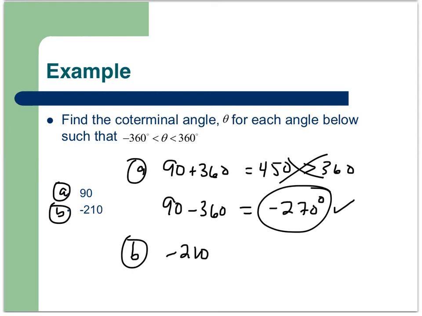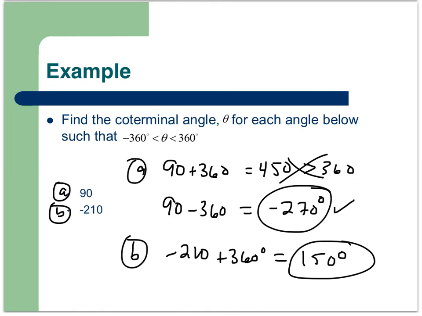For negative 210, I definitely know that if I subtract 360, it's going to be greater, negative 570 degrees. So I'm going to add 360 to it instead. If I add 360, I should get a positive 150 degrees. If I add 360 again, it wouldn't work, because I wouldn't fall within the range that I'm looking for.